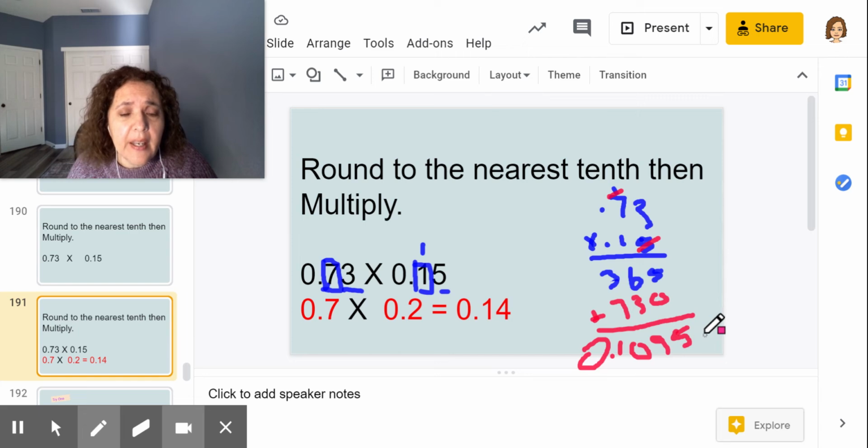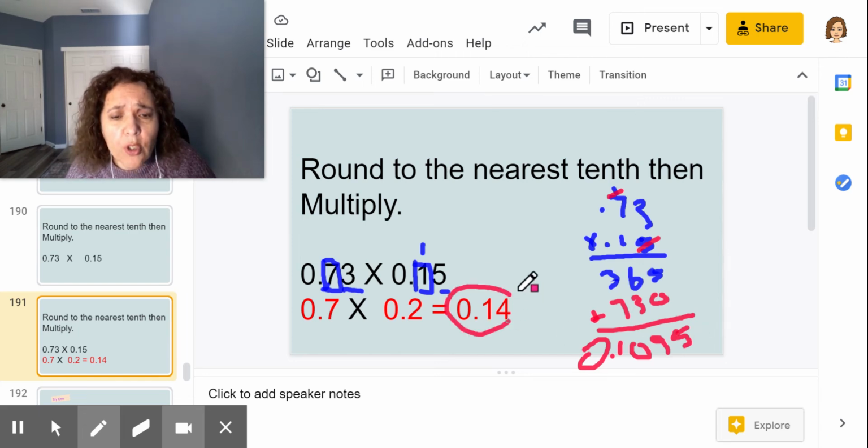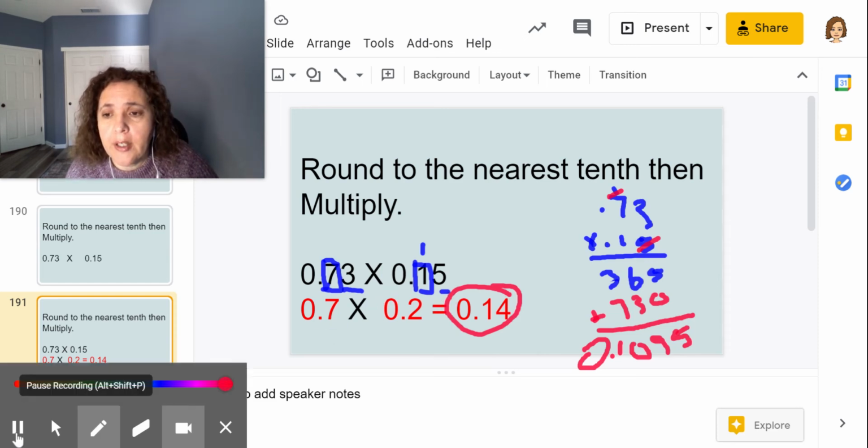1,095 ten thousandths, right? Is that close to my 14 hundredths? Hmm, sort of, right? But it kind of gives me a ballpark that I'm in the right ballpark. I have a 1 in the tenths, a 1 in the tenths. I'm pretty close. That tells me I probably did it right. So that's one way for you to check your answers to see if you're doing it right. Use estimation.